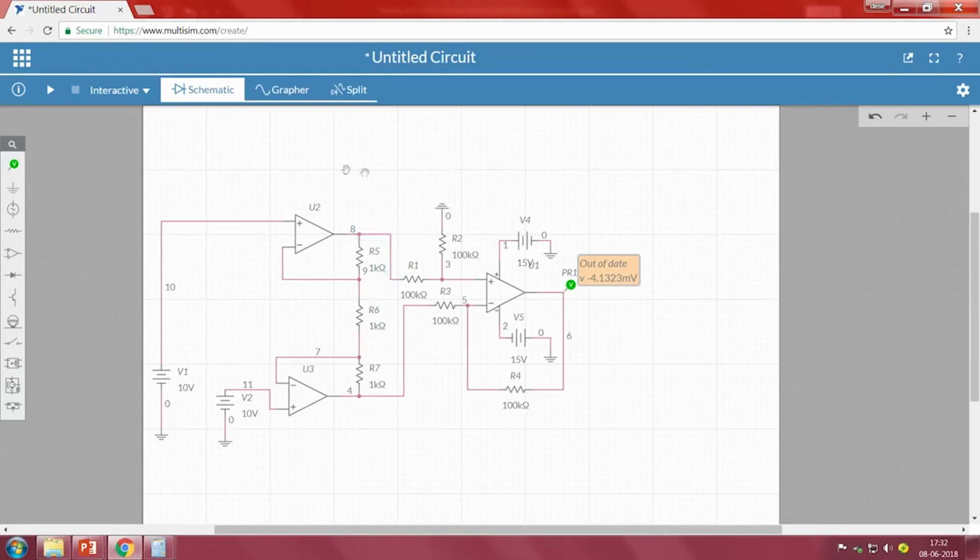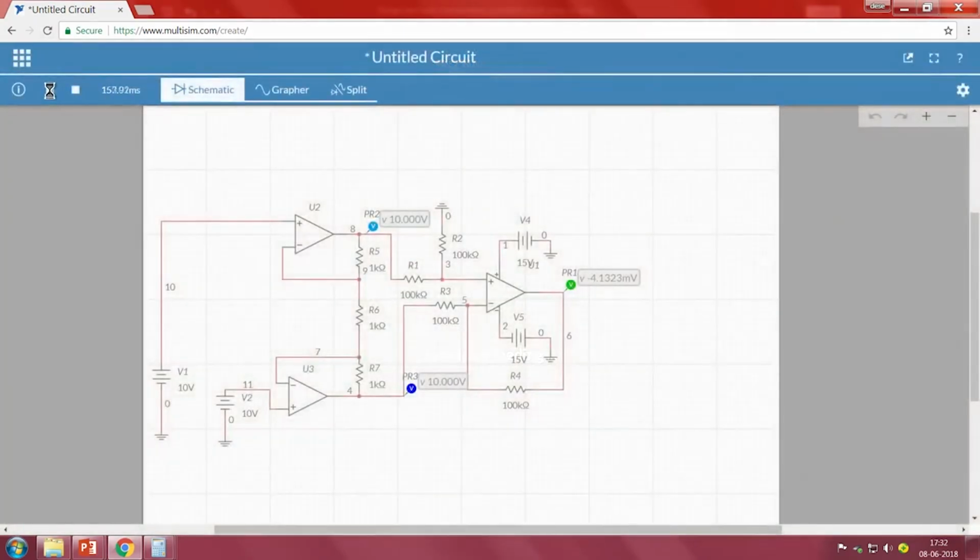Let me run. So this is V01, this is V02, this is V0. I will take 2 more probes, connect at this point, 1 more probe at this point, which gives you V1, V02. When I run it, yes. When we see both are at 10, we are getting minus 4.1323 milli. So, let me change 10 and 2. So, 10 and 2, how much are we getting? At this point we are getting 12, at this point we are getting minus 3.0152.